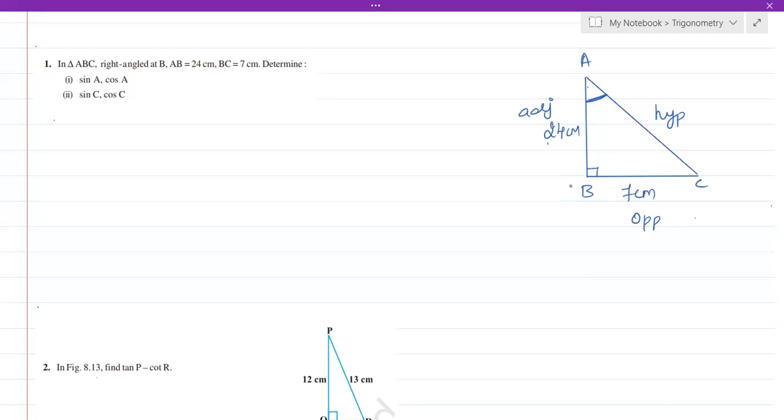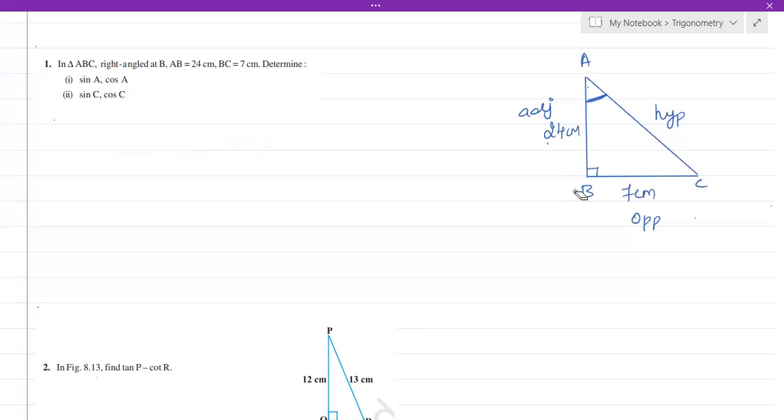Now, what is sine A? Sine A or sine theta is basically the ratio of opposite by hypotenuse, isn't it? We wrote sine theta as opposite by hypotenuse. Now, instead of theta, we have got A here. Sine is basically opposite by hypotenuse. Remember that. So here the opposite is BC and hypotenuse is AC. But we don't know the value of AC, isn't it? So we have to find the value of AC.